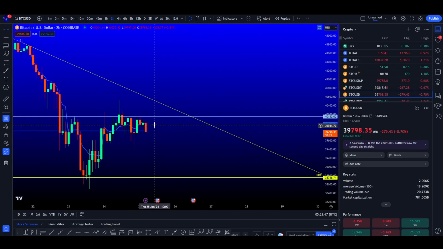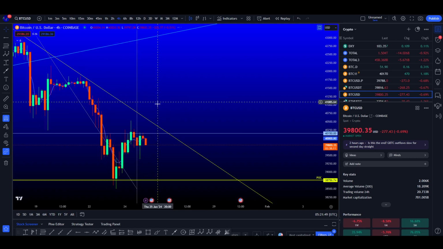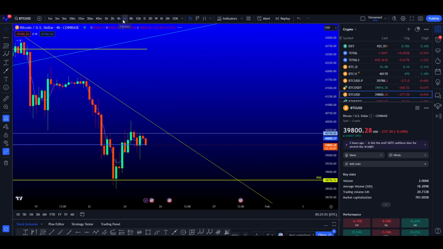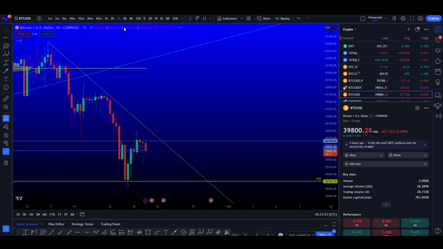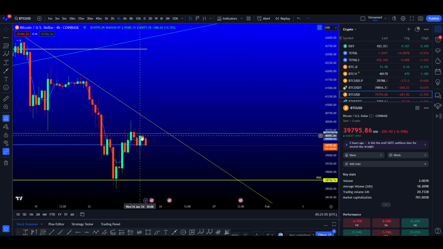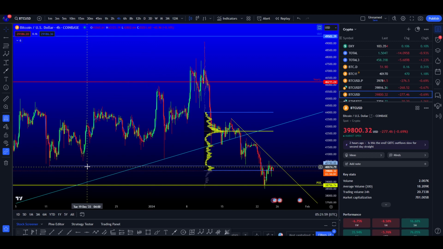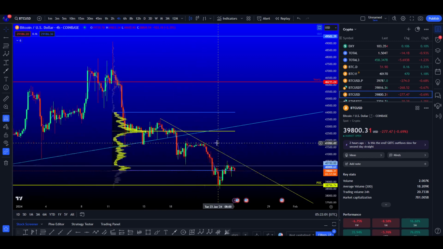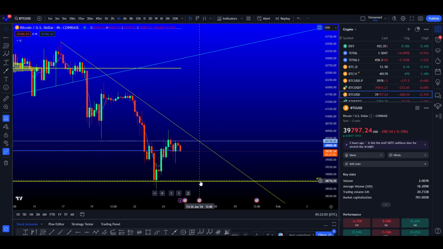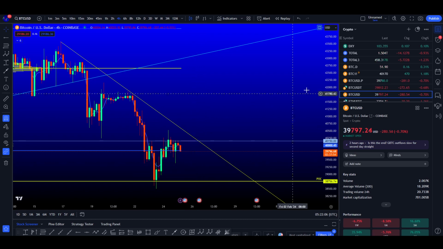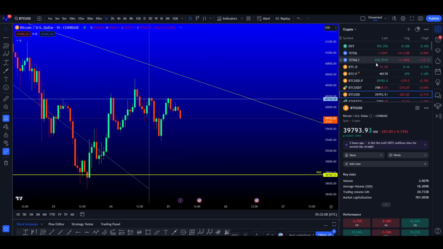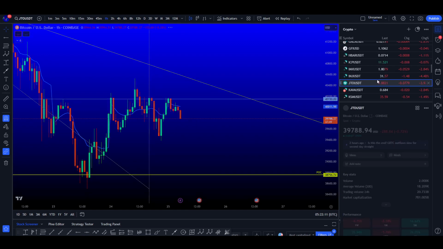Let's go to the 2 hour. Interesting. Yeah, I just cannot seem to find consecutive closes above this low pivot. And now it looks like it's coming right back down and going to test 38.7. So let's keep an eye out for that. But yeah, that's it for JITO.